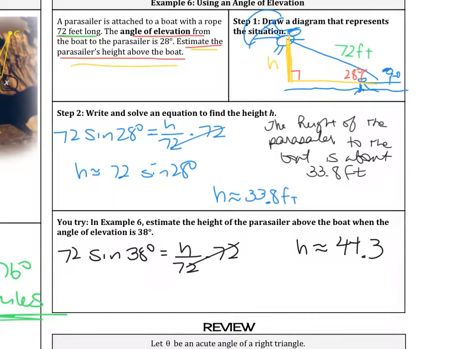Okay, if you tried it out, you would have the same ratio, 72 times sine of 38 degrees. And so h is approximately 44.3 feet. So this part is just a review.